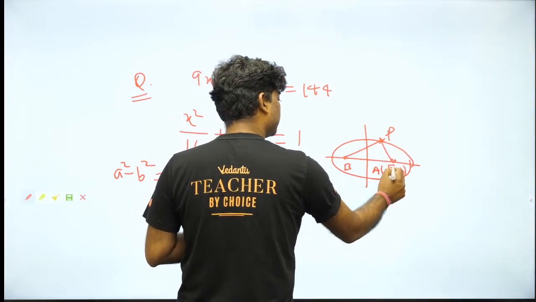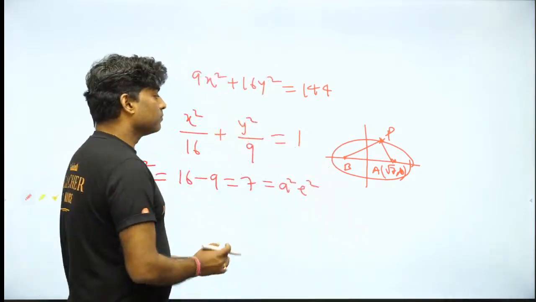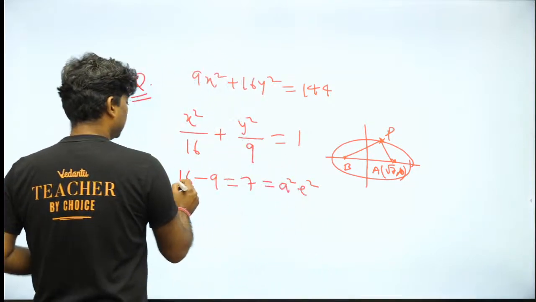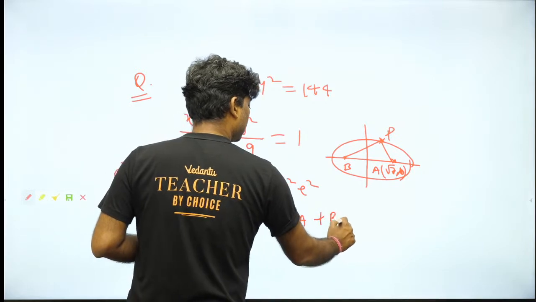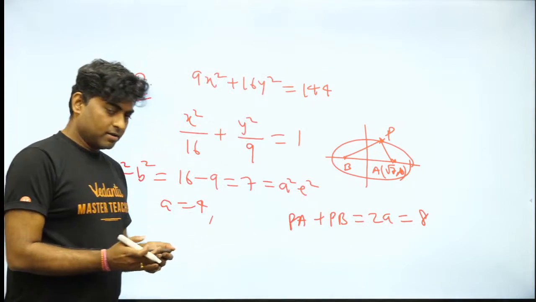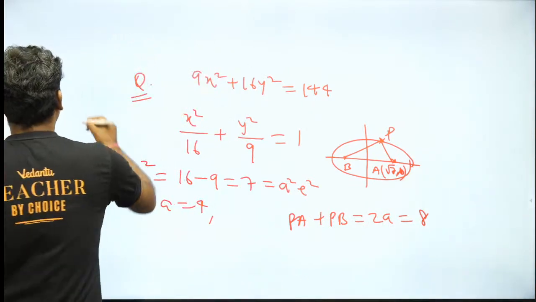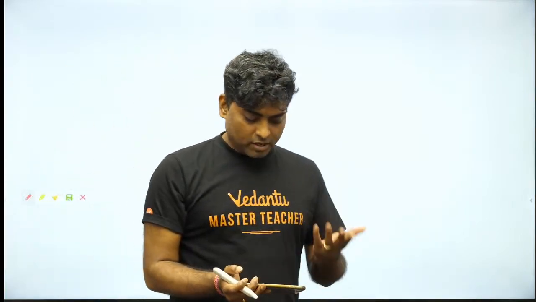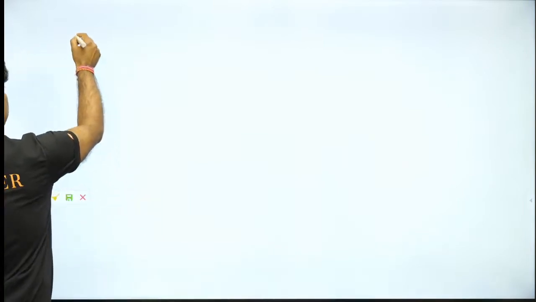So foci are given as point A and B, and they are saying that point P is any point on the ellipse. What is PA plus PB? By standard property, PA plus PB is 2a. And what is a? a is 4. So 2a, PA plus PB is a very common property. 2a, that is 8. Isn't it, students? Yeah, so simple problem. Now come to next problem.